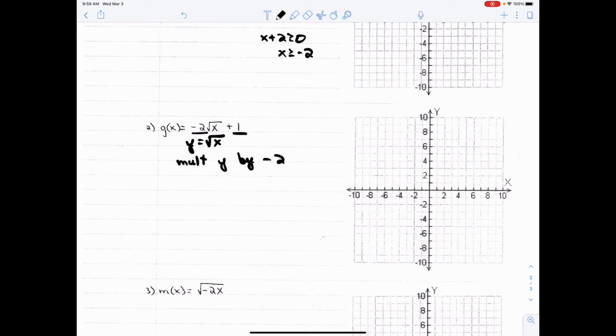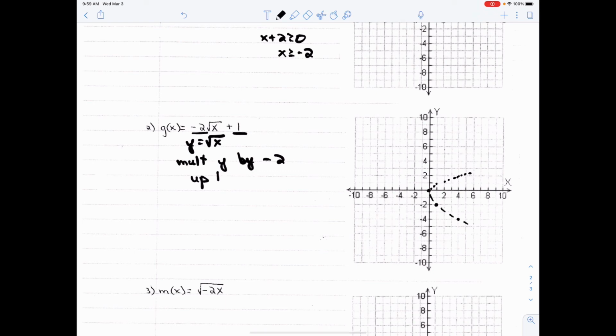And then the 1, I could move it over, so it's with the y. Since it's on the opposite side, I'm going to do exactly what it says. And then I'm going to go up 1. And yes, you have to do it in that order. So I'm going to put the basic equation, basic graph, which you just have to have memorized. I'm going to multiply y by negative 2, so the point at 0, 0 stays there. The point at 1, 1 goes down to negative 2, and the point at 4, 2 goes down to negative 4.